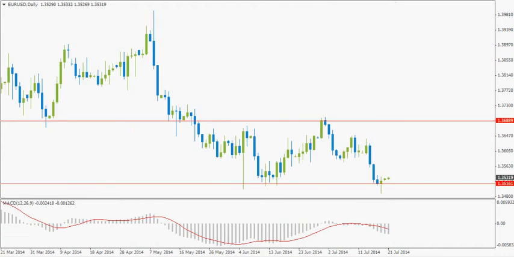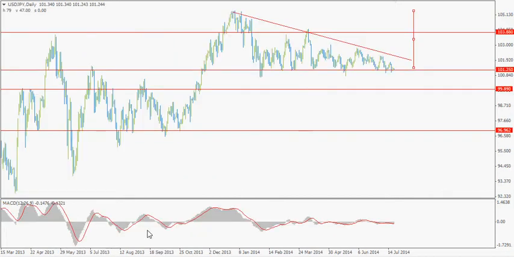Now to the Euro US dollar. From the daily chart, we have a nice pin bar, so we could get a retest of this area here before any further selling, or we could make it back to the top of this range here at 1.3988, 1.3688 should I say.